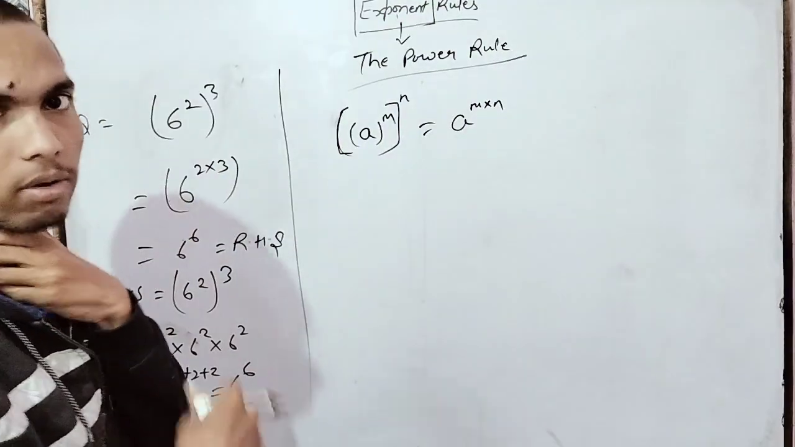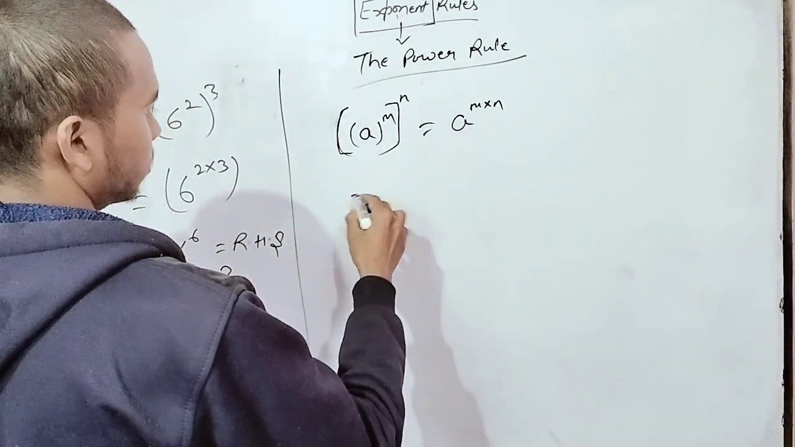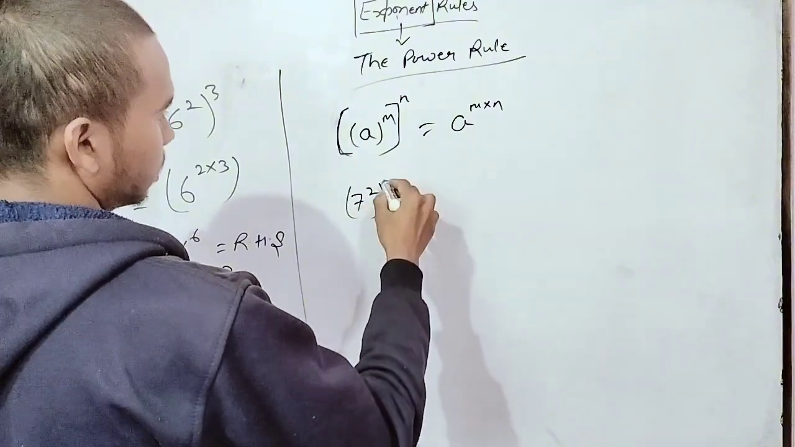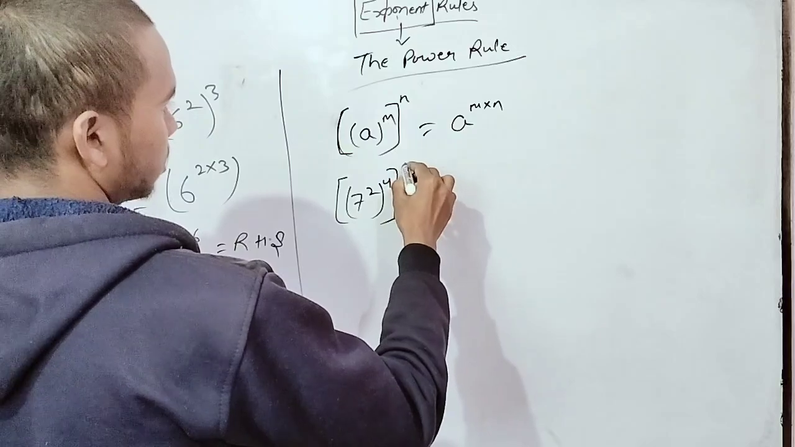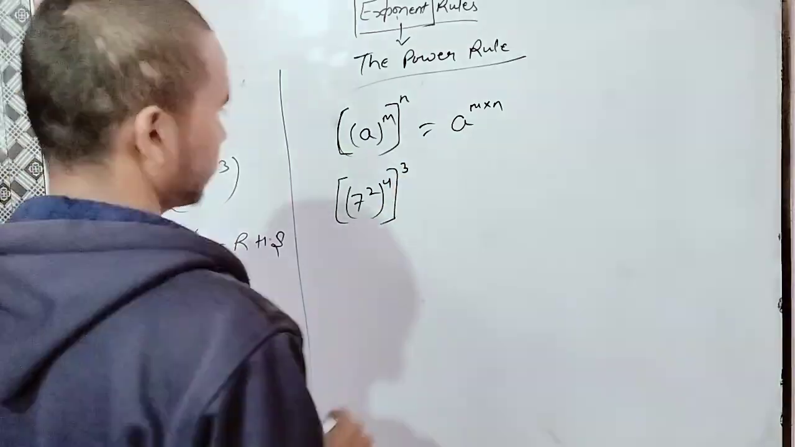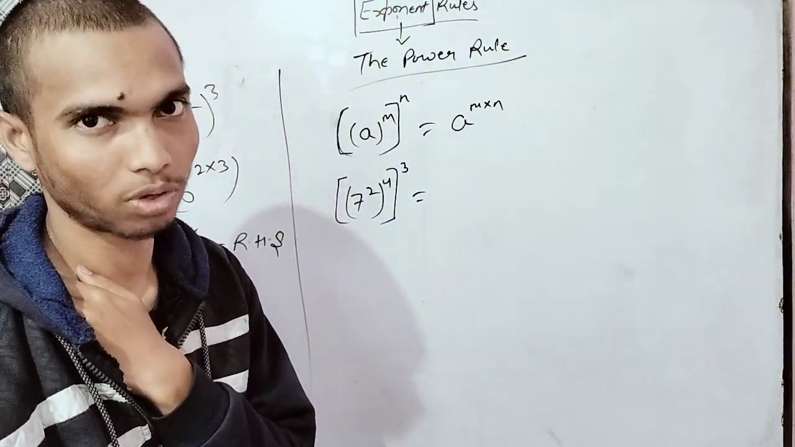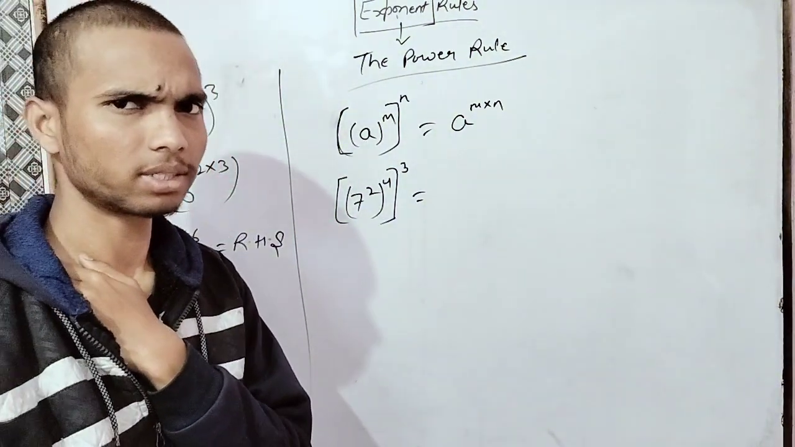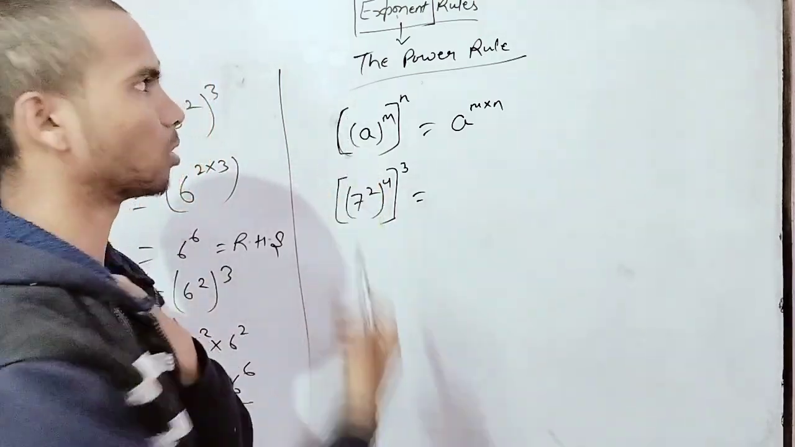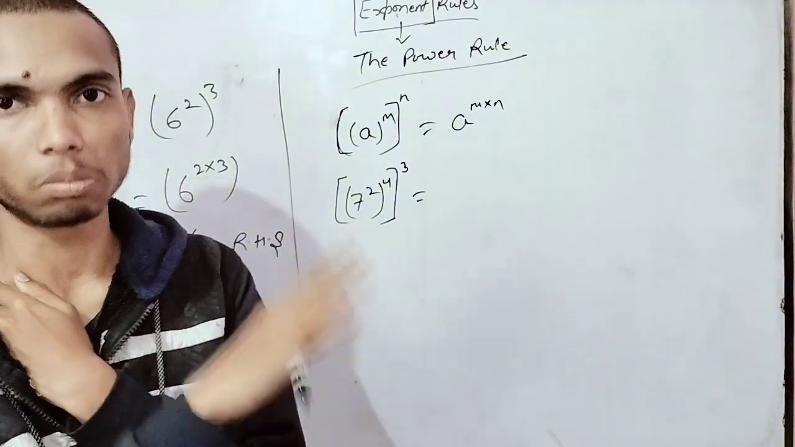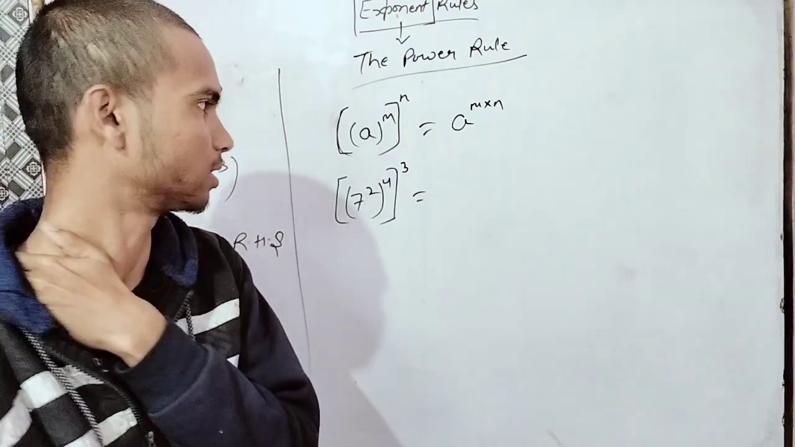Similarly, I would like to take the next question, but the exponents would be more: 7, then 2, then 4, then 3. To simplify it, how would we like to solve it? We will just multiply. That's it. Here we can apply the power rule. Here there are more exponents, so now we have an option.